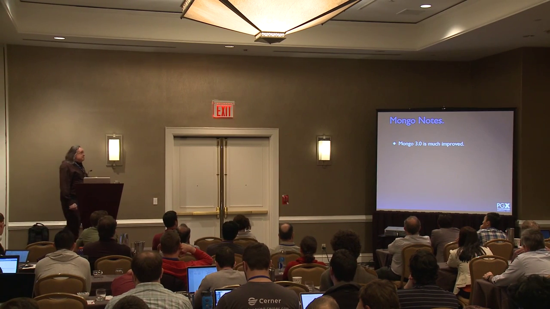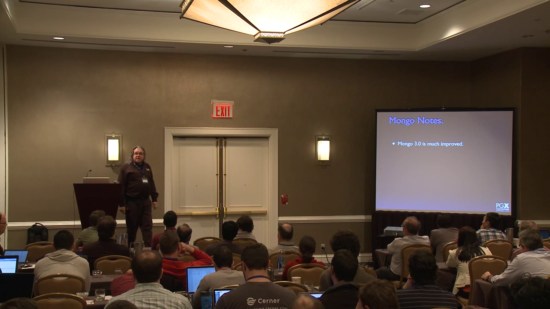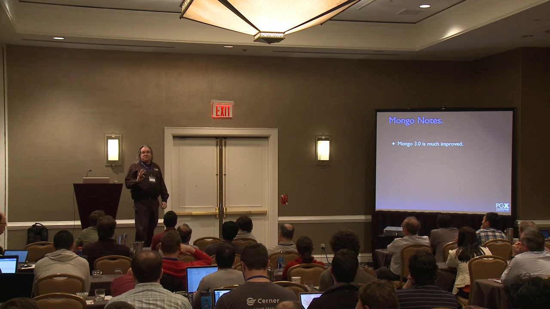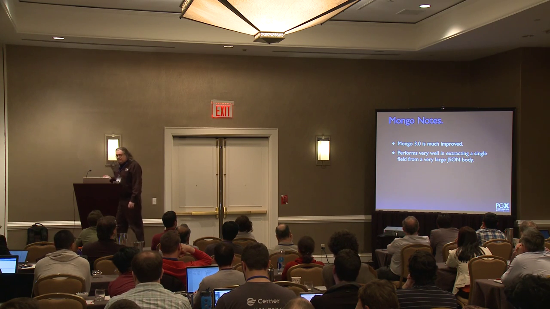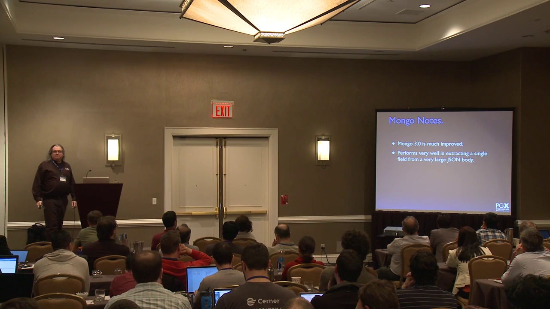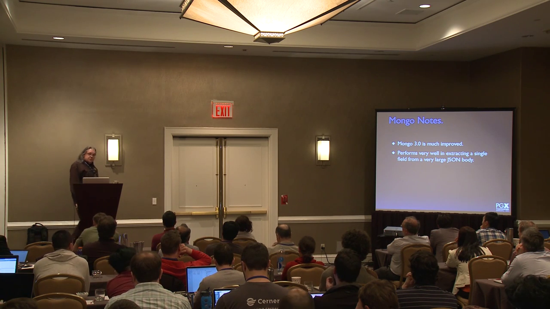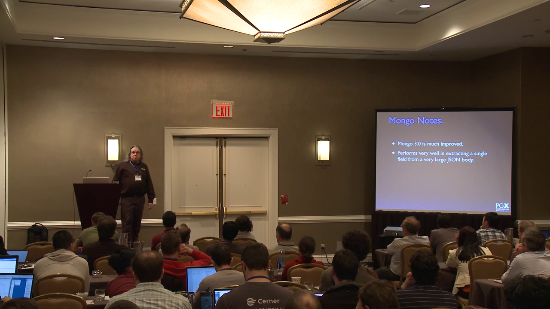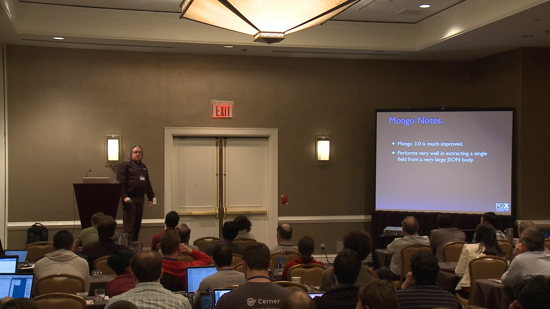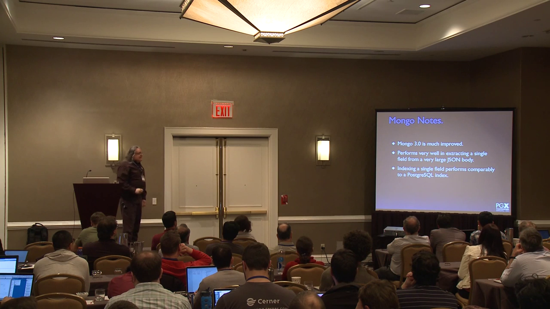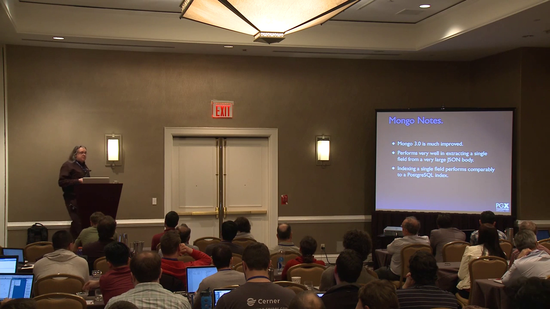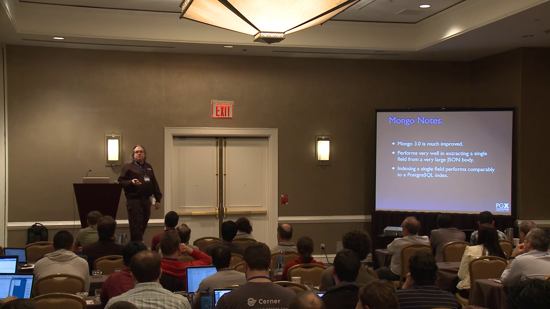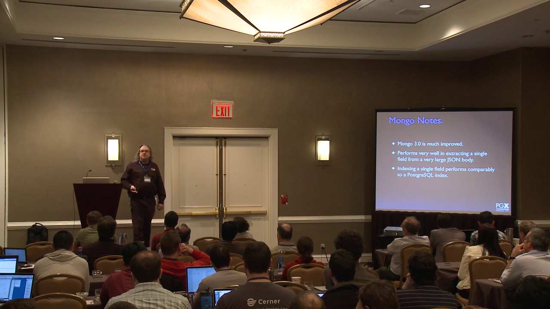So Mongo 3 is much improved. It's not just hype. I don't know about the 7 to 10 times performance increase they're quoting, but it is faster. It performs really well for extracting a single field from a large JSON body. The extraction operation has obviously been very much improved, which is where Mongo really fell down the last time, where it had to pull a field out from the middle of a relatively large JSON. Indexing a single field performs comparably. Postgres is faster, but let's be fair, we're talking 0.2 milliseconds versus 0.3 milliseconds. We're not talking 0.2 milliseconds versus 10 milliseconds.